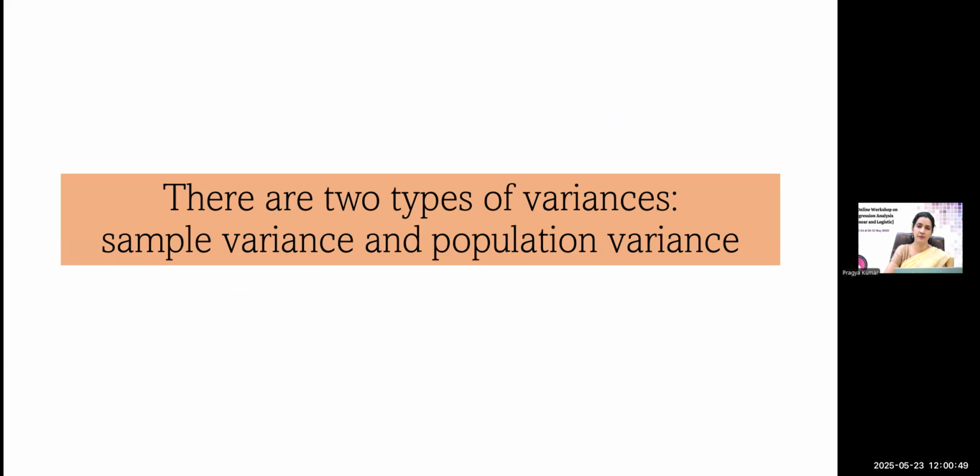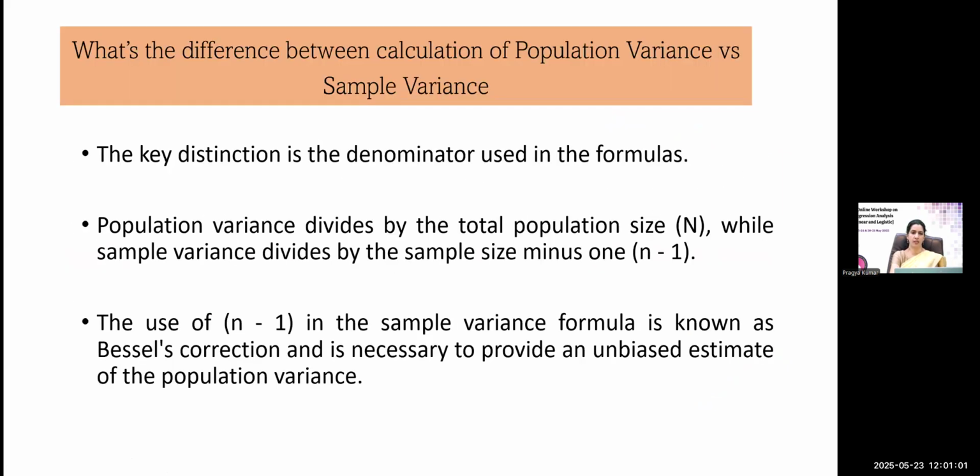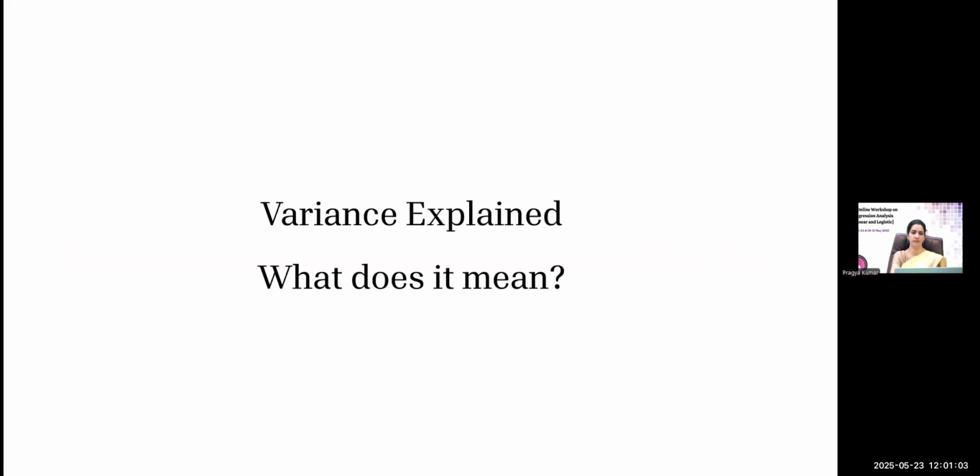Generally, there are two types of variance: sample variance and population variance. Generally, we use the population variance in case of calculation of a linear regression. I will not go into it because that's not needed. Now, in linear regression, we understand the dependent variable and the independent variable, and we have seen R square. What is this R square?